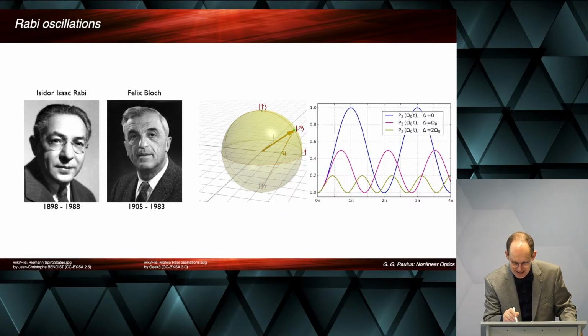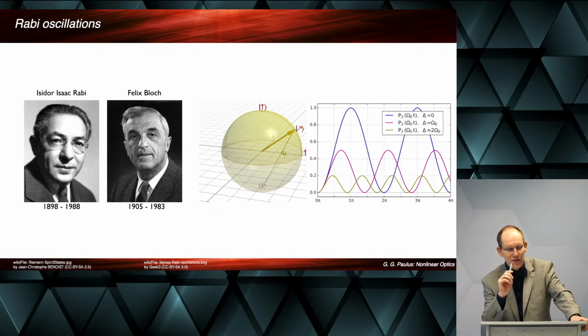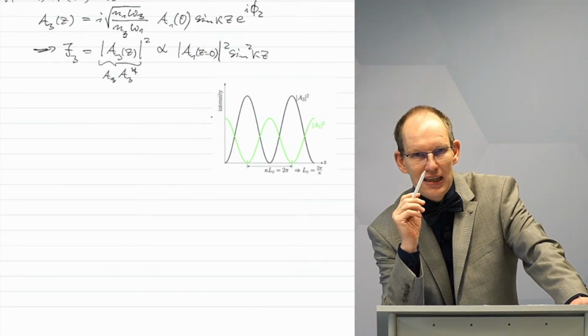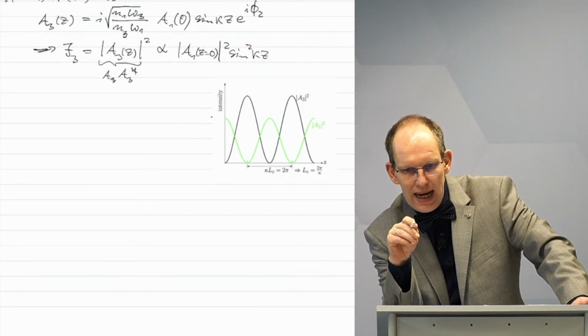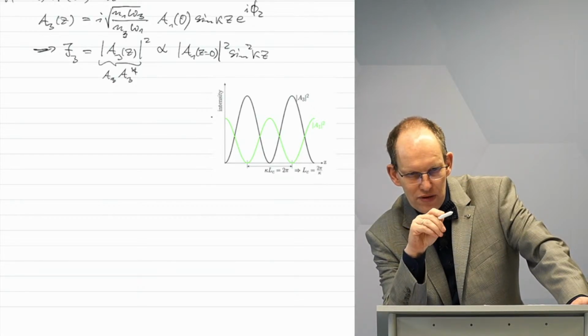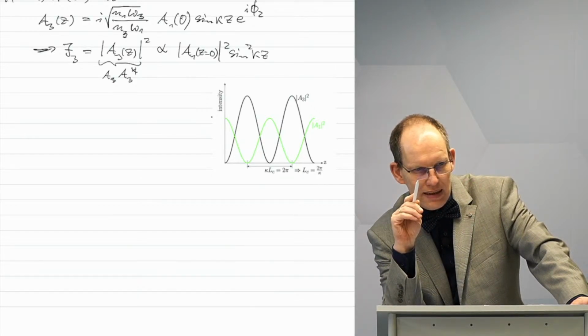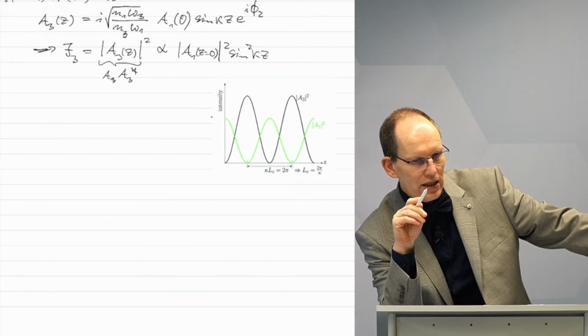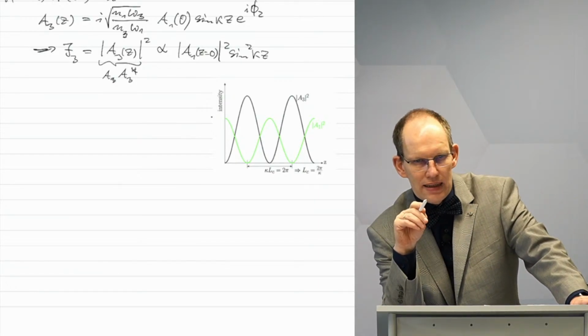We should discuss this curve here a little bit. For the Rabi oscillations, it is possible to actually get the entire population from the ground state to the excited state, if we can neglect spontaneous emission and things like that, right?